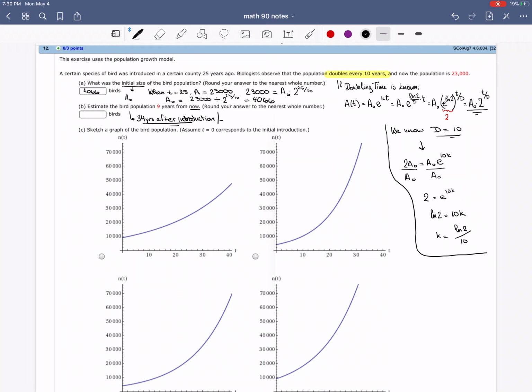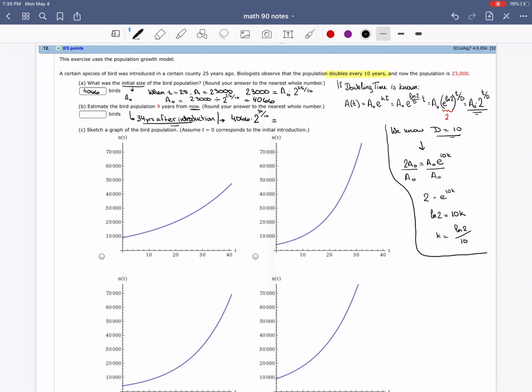So now that we know the initial size of the population, it's 4,066. That's A0 times, and again, you can use the base e or the base 2, but base 2 is a little cleaner to write. So T here is 34, and then doubling time is 10.